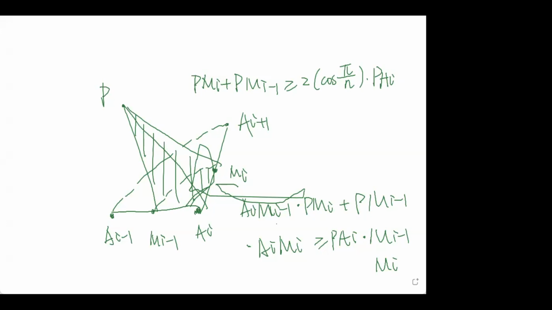So we have to find M(i-1)Mi by Ai M(i-1). We can calculate the angle Ai M(i-1) and Mi. That is just 180 minus (n minus 2) by n times 180, which is 360 by n by 2. That becomes pi by n. And then you take the cos of that. Okay, yeah, fine.